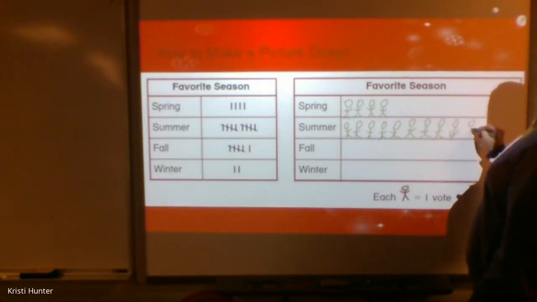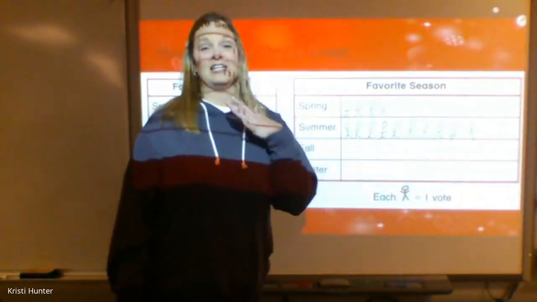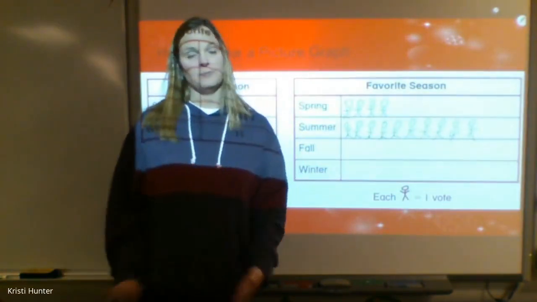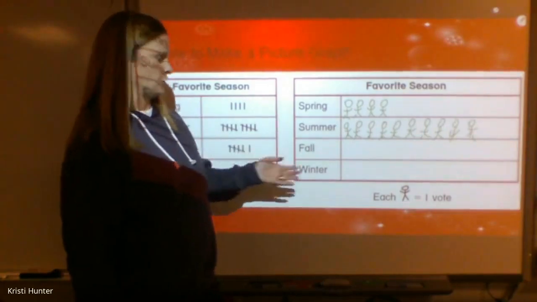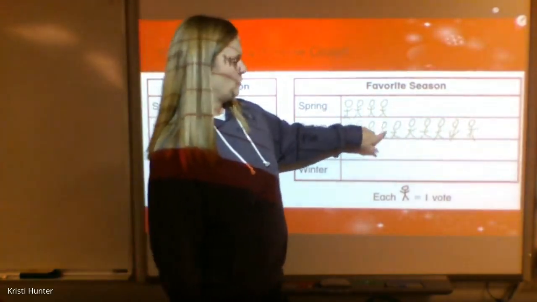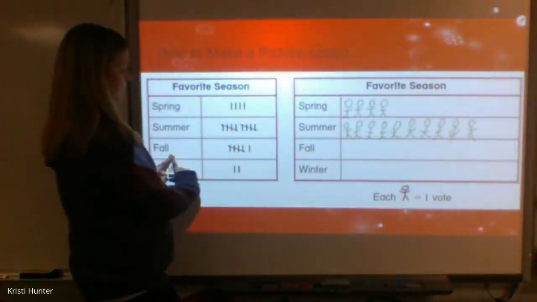Oops, 10. The important thing to remember on these picture graphs is that they do not have to be perfect pictures, okay? Because you're drawing a lot of them. So just a quick picture. So we have 1, 2, 3, 4, 5, 6, 7, 8, 9, 10 kids voting for summer.